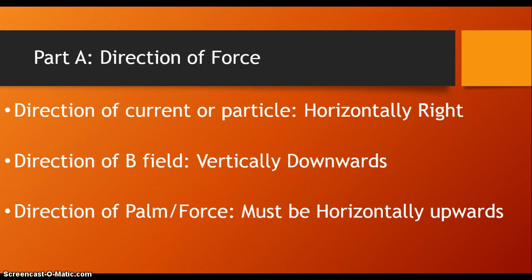Now, if we position our hands with our thumb pointing to the right and our fingers pointing vertically downwards, our hand appears to be in a slightly awkward position with our palm facing horizontally upwards, not vertically upwards, but horizontally upwards in the same plane as the direction of the current. This is the answer to part A, that the magnetic force is horizontally upwards with respect to the page.